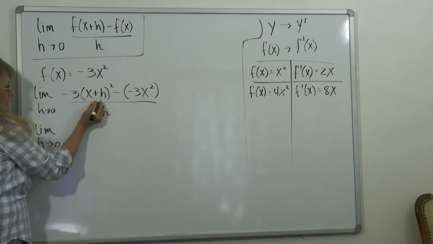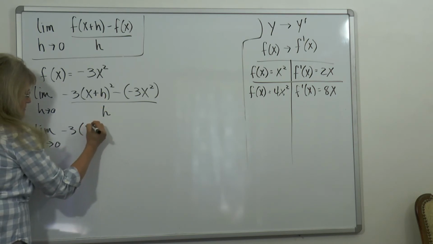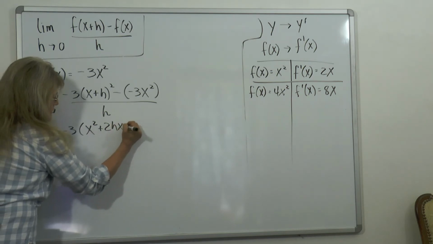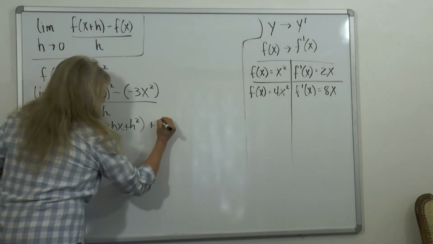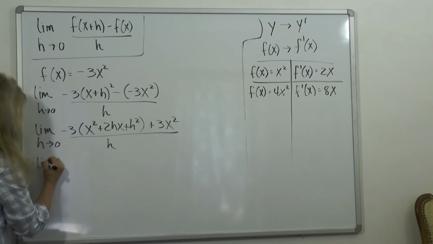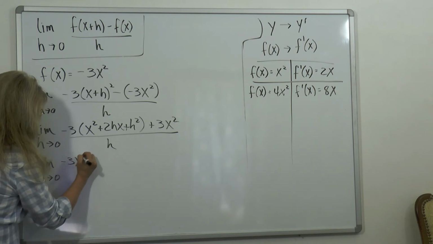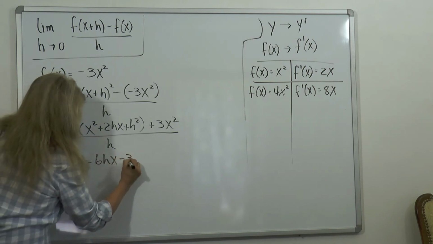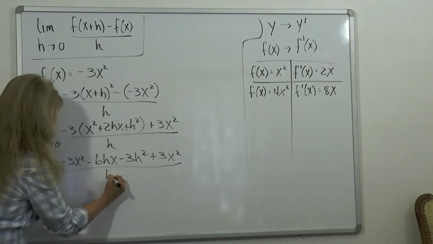So over here, I'm going to FOIL this first. And it's the same as the previous problem and the one before that. So it's going to be x squared plus 2hx plus h squared. And that negative and a negative is going to give me a positive. Okay, now I can distribute that negative 3. So I have negative 3x squared minus 6hx minus 3h squared plus 3x squared all over h.